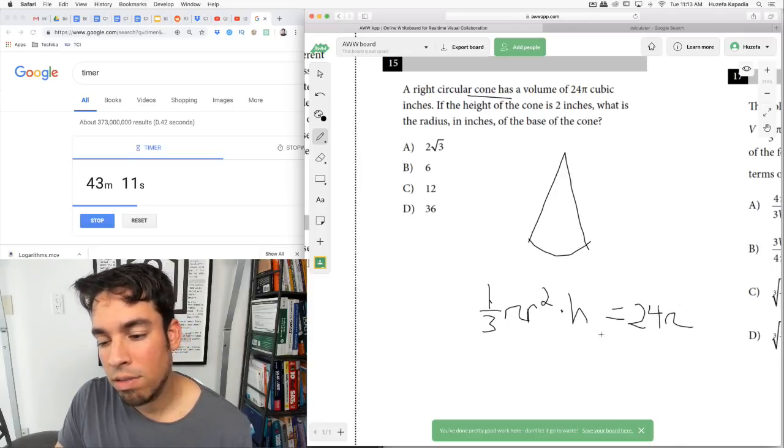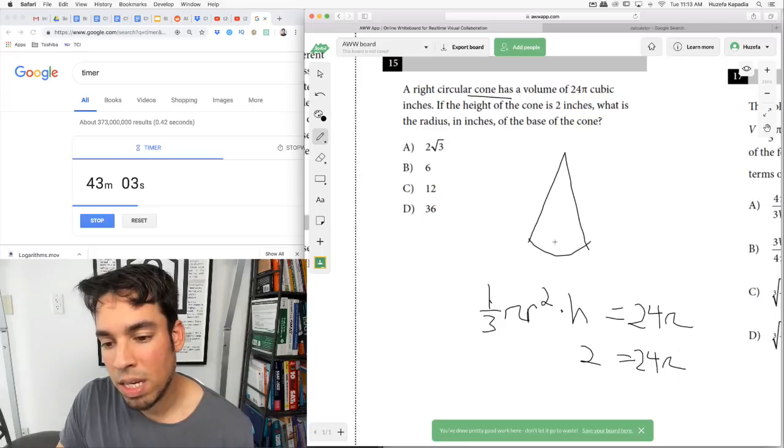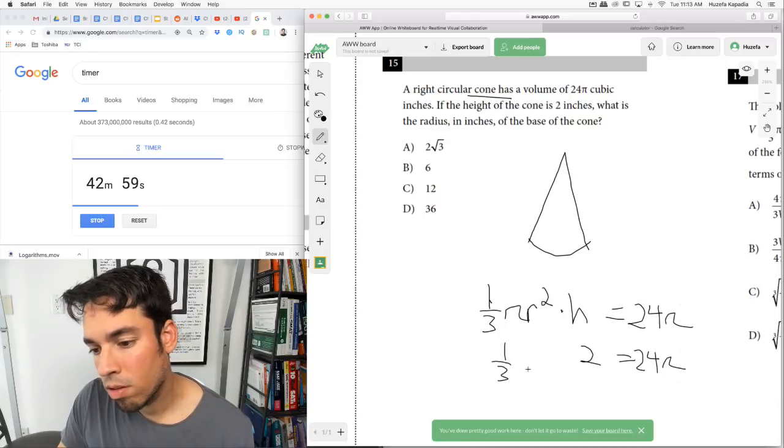And if the height of the cone... okay, now watch this. They're giving us all these nice values, so we're going to plug them in. If the height of the cone is 2, what is the radius of the base of the cone? So then 1/3 pi, and then we're solving for r. First of all, I'm going to divide both sides by pi.